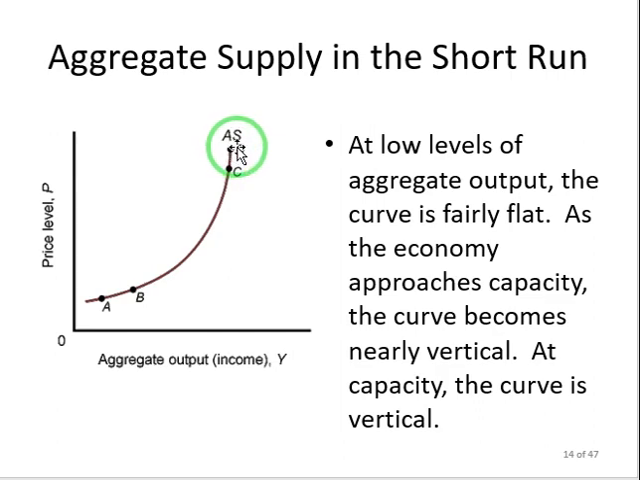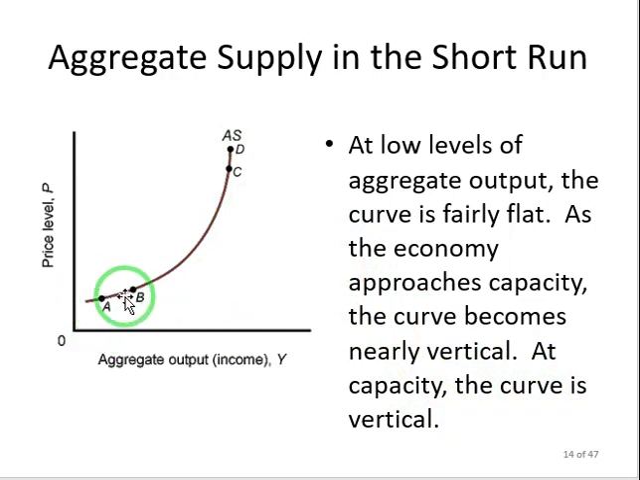So aggregate supply becomes what? Vertical. This portion you can see of aggregate supply is the short run aggregate supply curve. So this graph includes both short run and long run. Okay, let's see. At low levels of aggregate output, the curve is fairly flat, and as the economy approaches capacity, the curve becomes nearly vertical, and at capacity the curve is vertical. You can see it's vertical, and that is the capacity level, the full employment level.